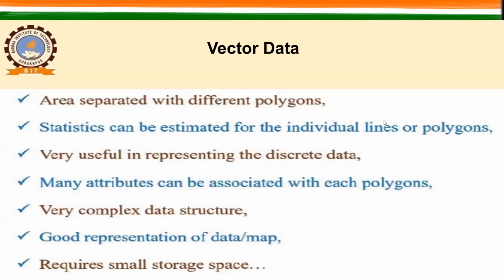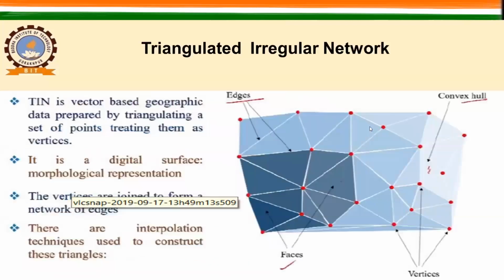So apart from this raster and vector data, you have another type of data which is known as TIN. TIN का मतलब हुआ triangulated irregular network. So this is your TIN, triangulated irregular network. TIN is a vector-based geographic data prepared by triangulating a set of points, treating them as vertices. Now here you can see it is a digital surface where morphological representation is done.